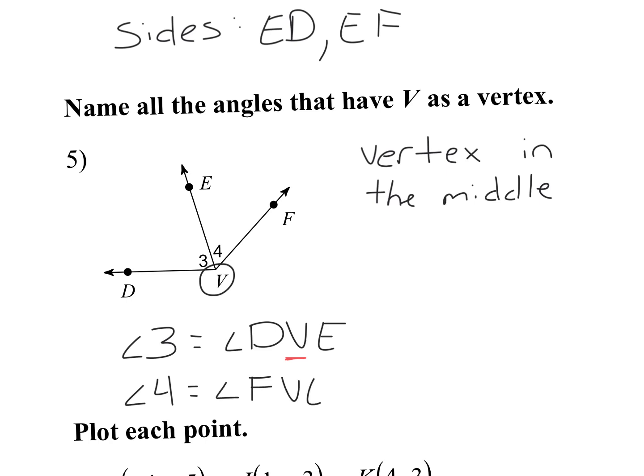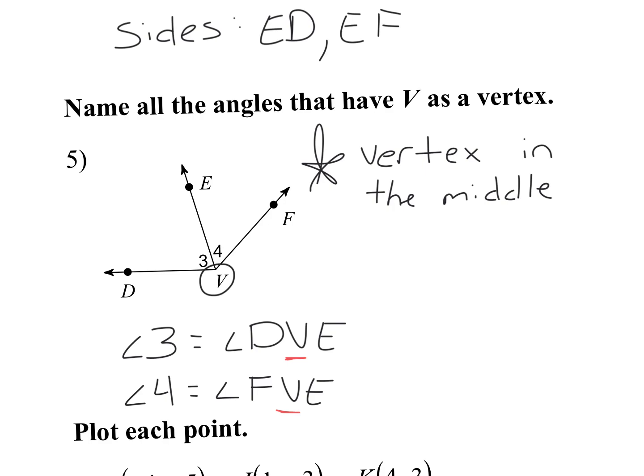FVE. Could I also name those different? Could they be the other way? Yeah. Yep. They could also be EVD and EVF, either way. So just remember, vertex has got to be in the middle when you name them. Questions on that section? Remember, if you have questions, now's the time to ask.